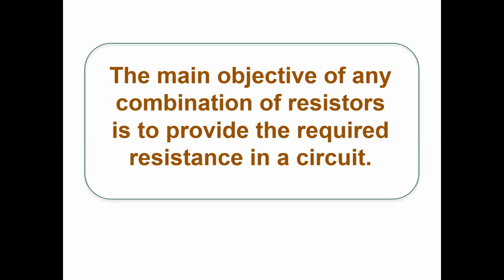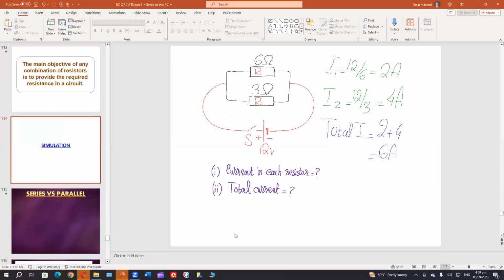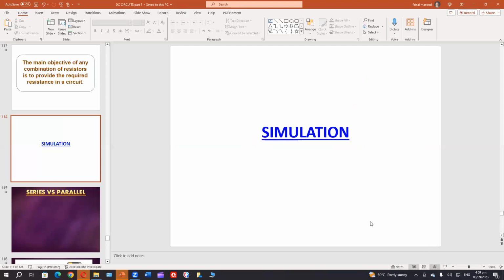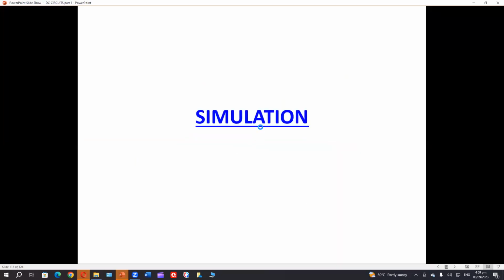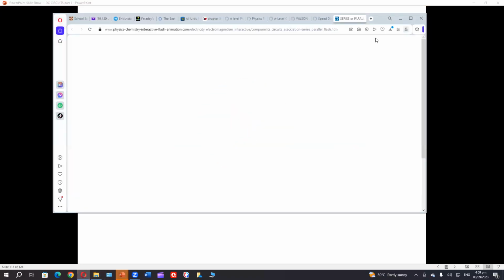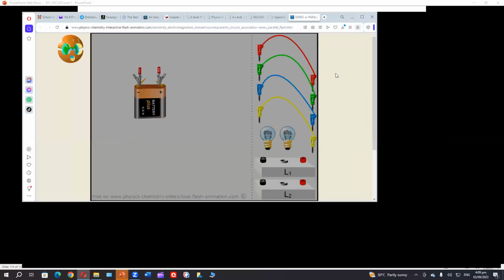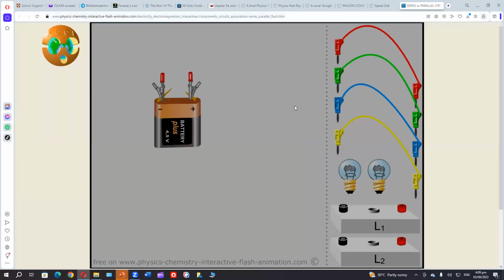The main objective of any combination of resistors is to provide the required resistance in a circuit. So whenever in physics you are selecting a series circuit or you are willing to take a parallel circuit, this all actually depends upon the combination choice. Now look at this screen.